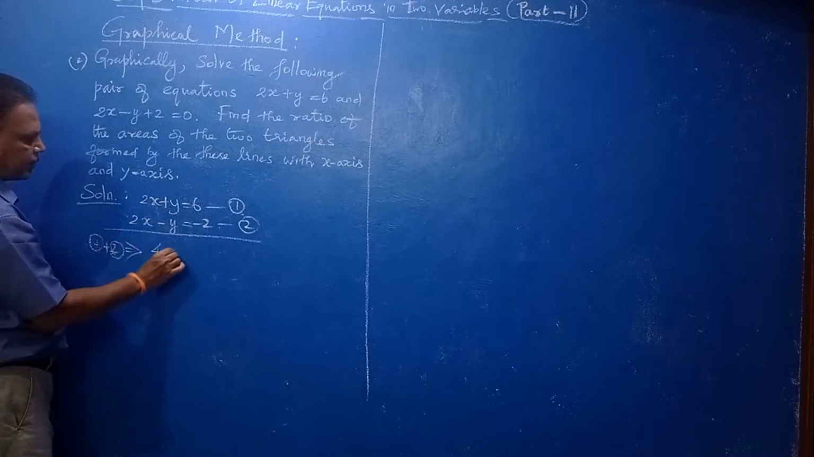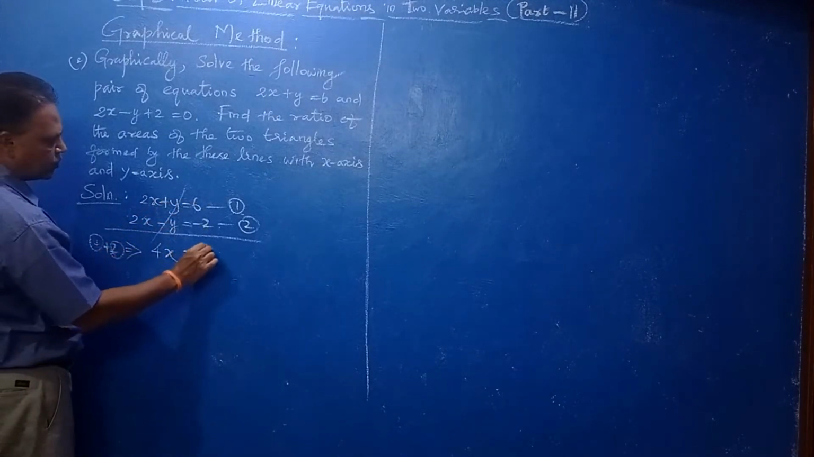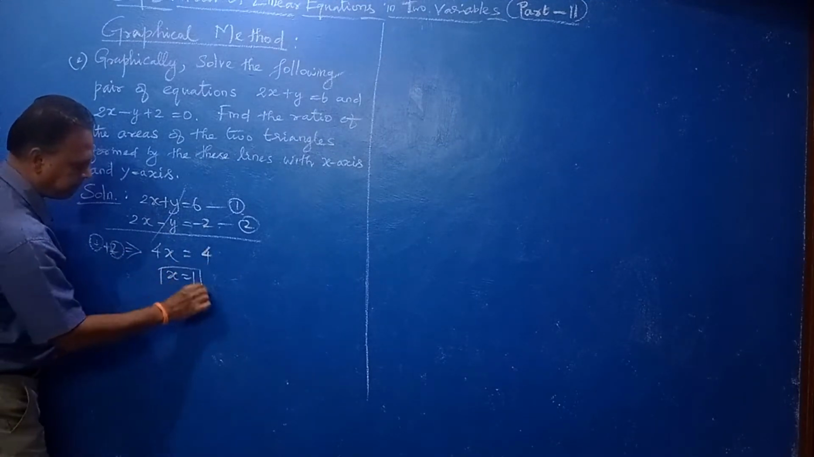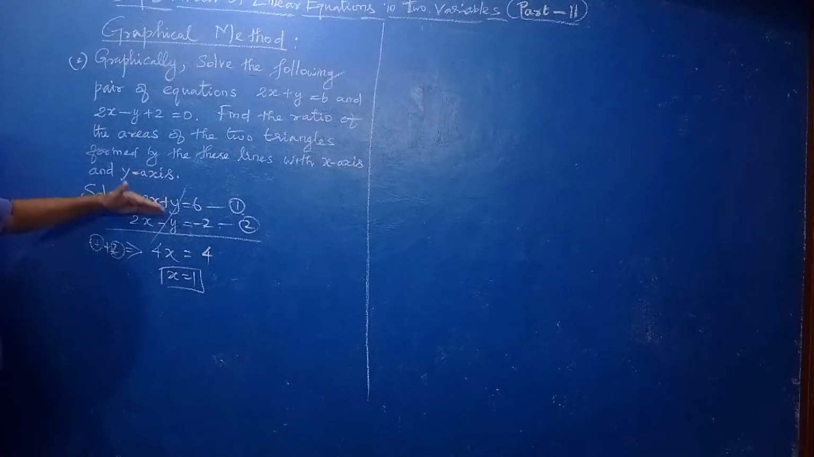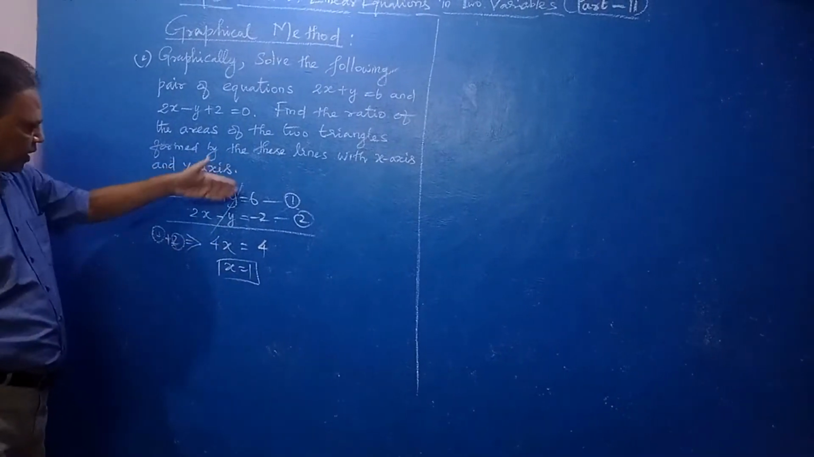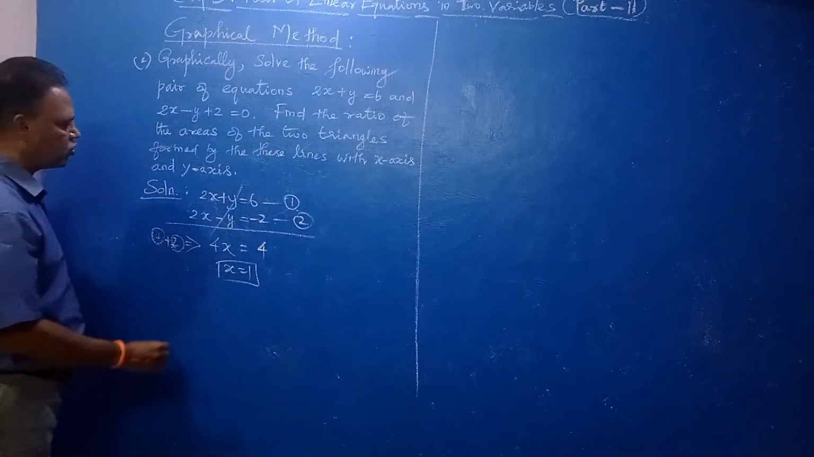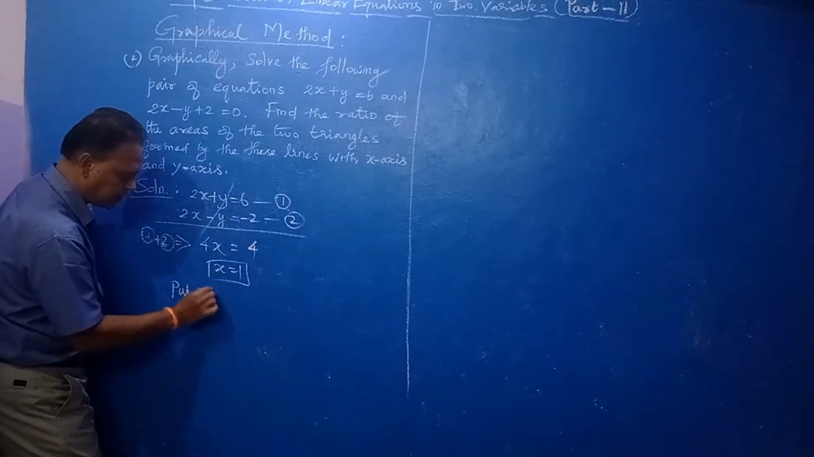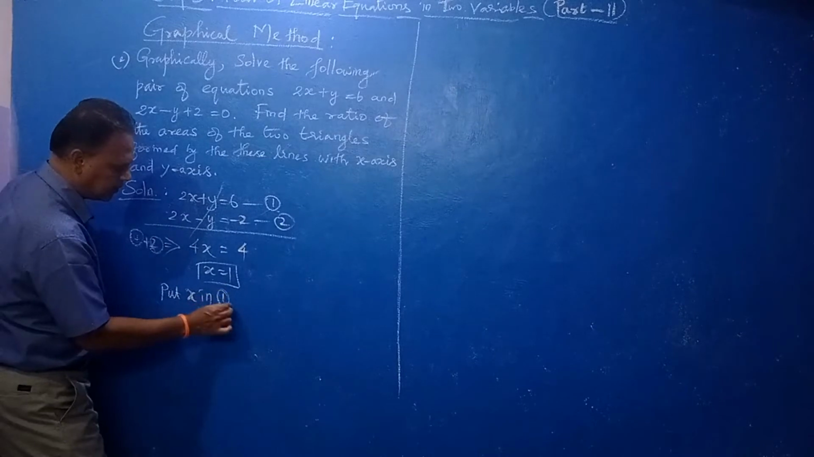4x, this is y get cancelled. Y get cancelled. Here how much? 4. Therefore, x is equal to 1. Just adding, clear? Adding equation number 1 plus 2 gives y get cancelled, 2x plus 2x, 4x, this is 4, x is equal to 1. Put this 1, put x in equation number 1, that is better.